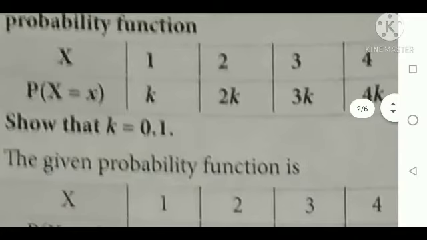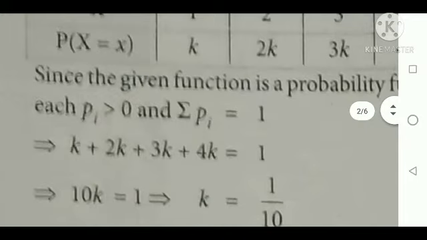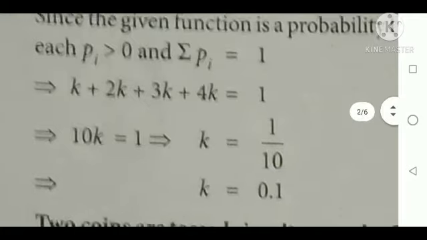The next sum: the discrete random variable x has the following probability. X equal to 1 means it is k, x equal to 2 means 2k, x equal to 3 means 3k, x equal to 4 means 4k. So with the given probability function, summation of p of x_i equal to 1 means k plus 2k plus 3k plus 4k is 1. Therefore 10k equal to 1 means k equal to 1 by 10, then k equal to 0.1.